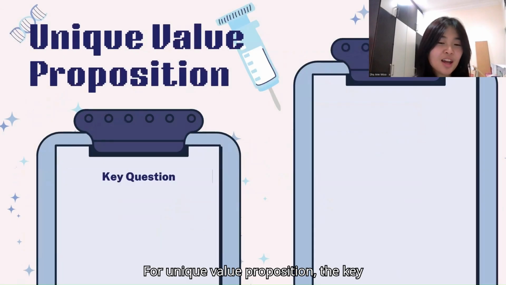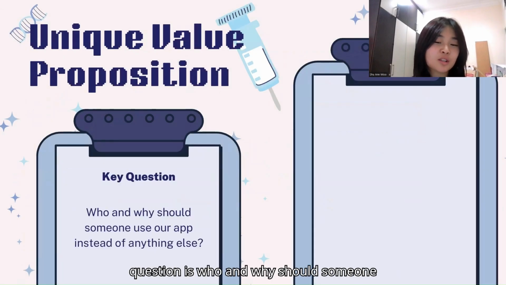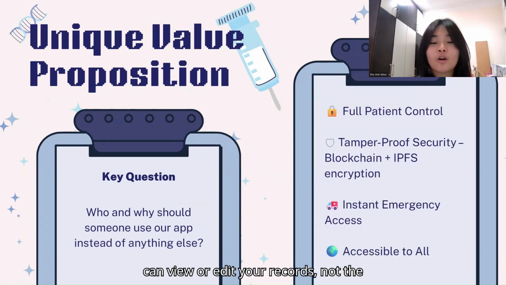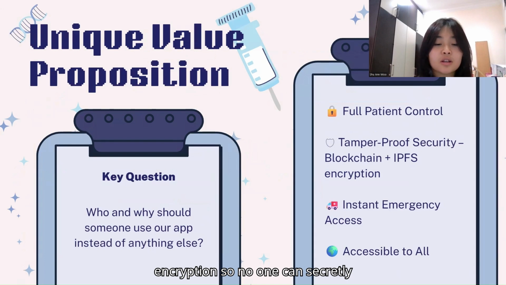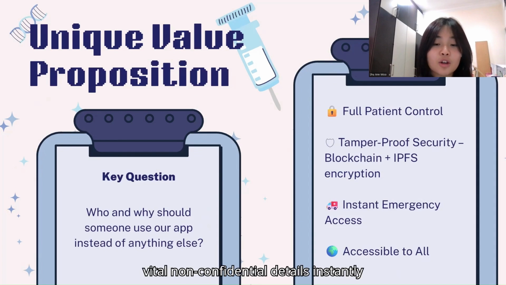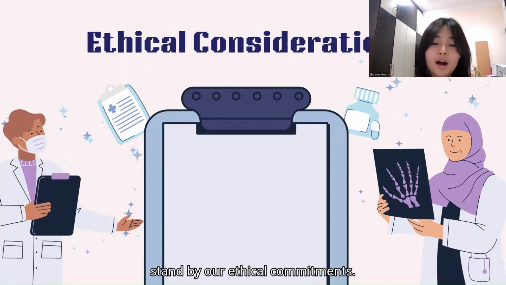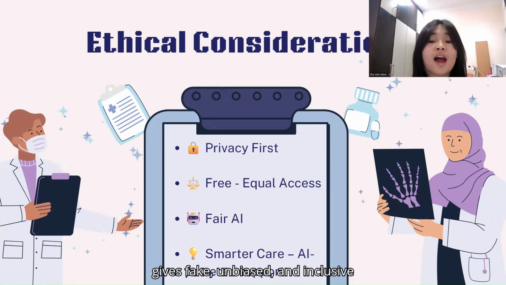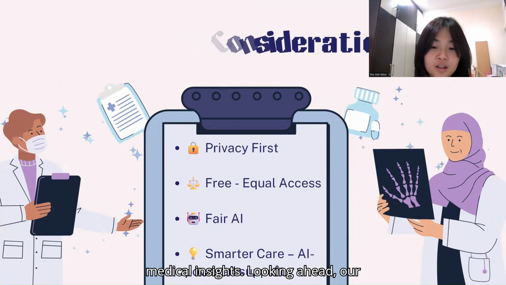For the unique value proposition, the key question is who and why should someone use our app instead of anything else? With full patient control, you decide who can view or edit your records, not the hospital, not the clinic. We use tamper-proof blockchain and IPFS encryption, so no one can secretly edit your medical history. In an emergency, our QR code access shows vital non-confidential details instantly without risking privacy. We also stand by our ethical commitments: privacy first, free and equal access for all patients, and an AI assistant that gives fair, unbiased, and inclusive medical insights.